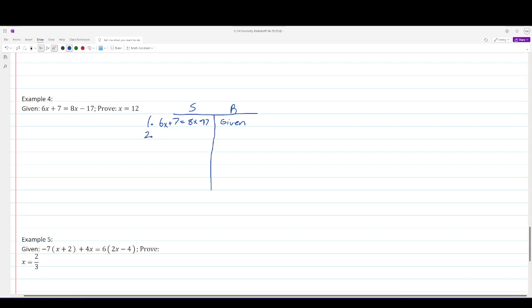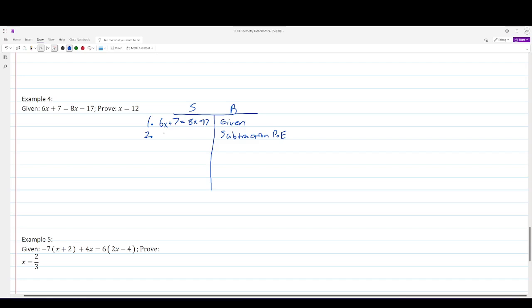Step 2, we're going to subtract. So we're going to do subtraction POE. Now, we could do subtraction twice. I could subtract 6x from both sides. Well, one is addition, one subtraction. So since they're adding and subtracting, we'll keep it separate.